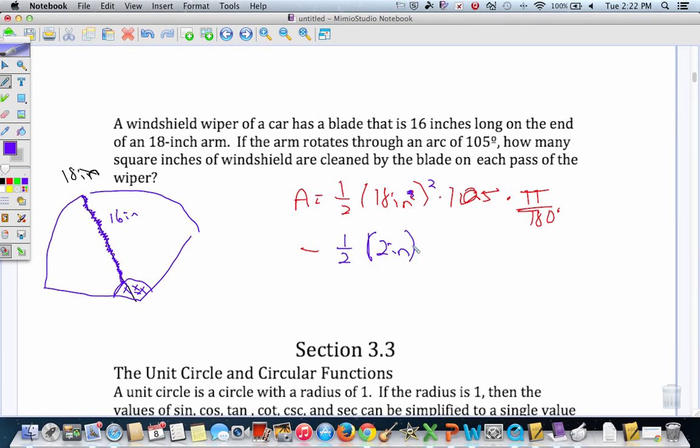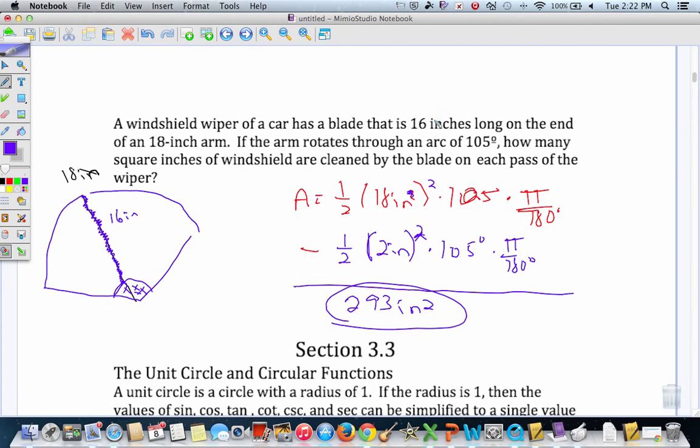But from that, we're going to subtract the area not being cleaned, and that area not being cleaned has a 2-inch radius, the same angle, and that will give us the area that is being cleaned. So the area of the entire part minus the area not being cleaned, which in this case is going to be 293 square inches approximately. And that concludes our second section.